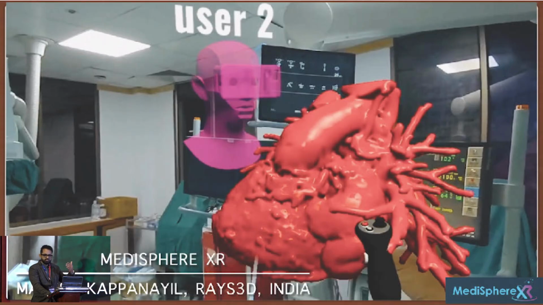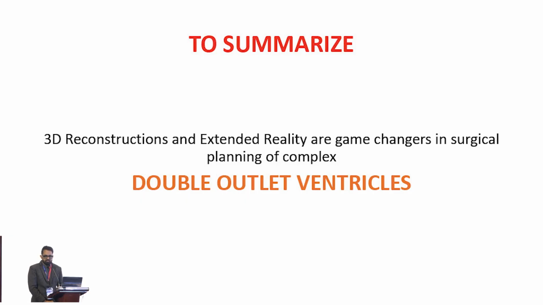And we also plan to take these technologies to the theater so that even as the surgeon is operating, we can assist the surgeon. So definitely virtual reality is said to be a game changer in surgical planning of complex congenital heart diseases and particularly of the double outlet ventricles.